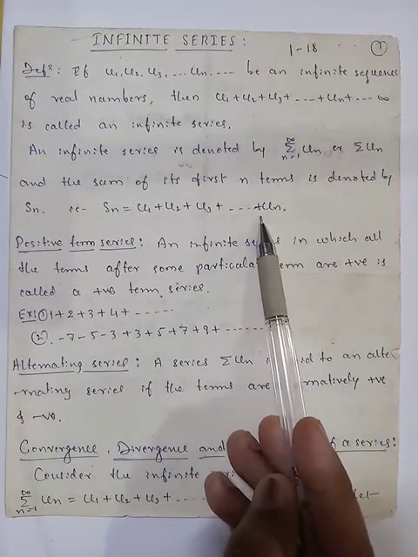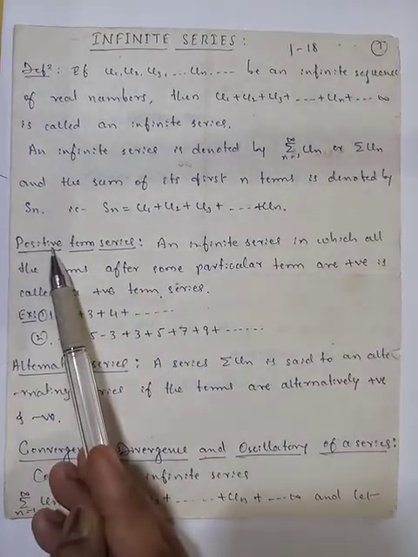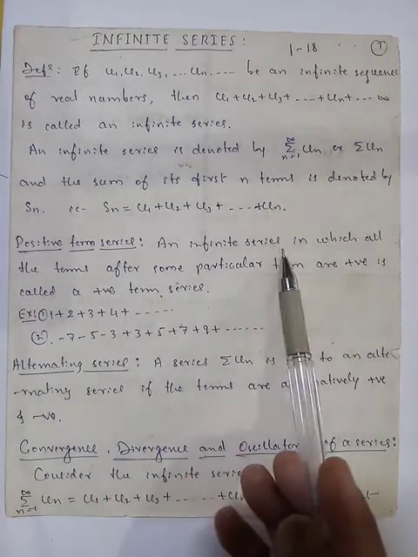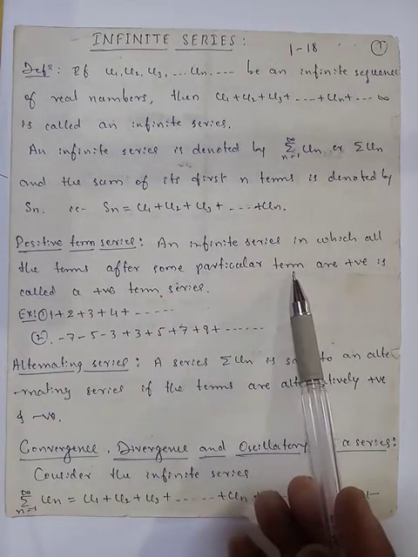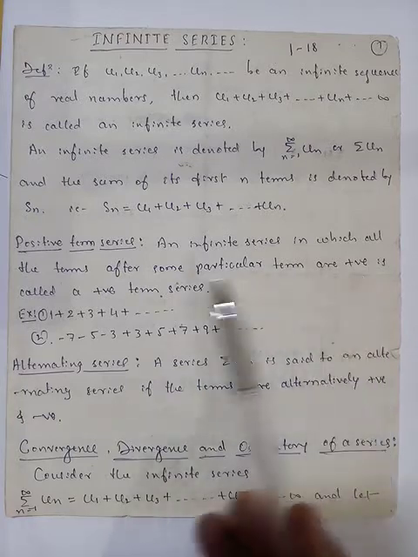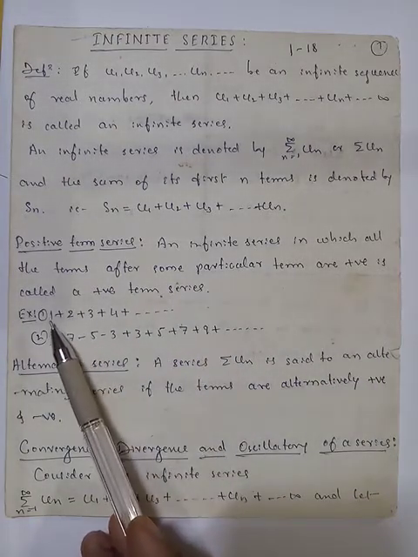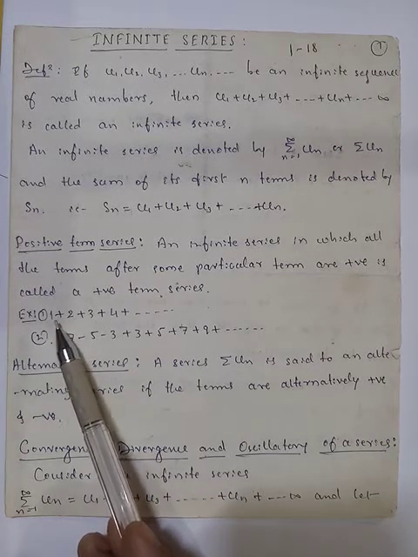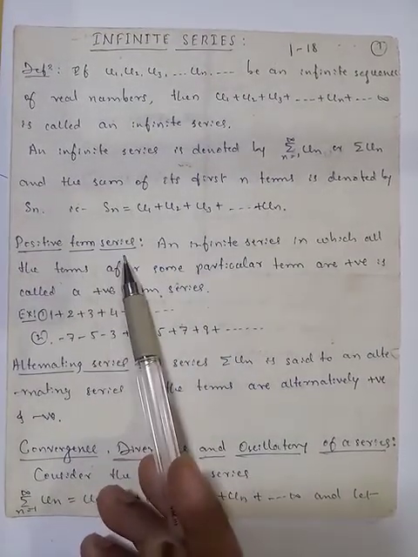Now the types of infinite series. The first one is the positive term series. So what are positive term series? An infinite series in which all the terms after some particular term are positive is called a positive term series. Like the terms having the positive sign, like 1 plus 2 plus 3 plus 4 and so on. So these are examples of positive term series.